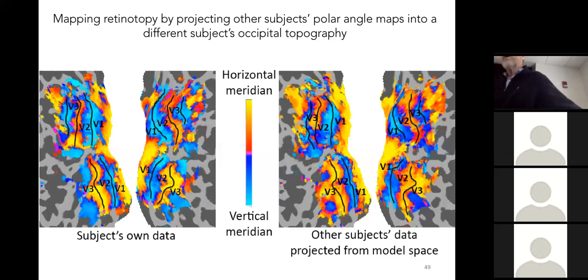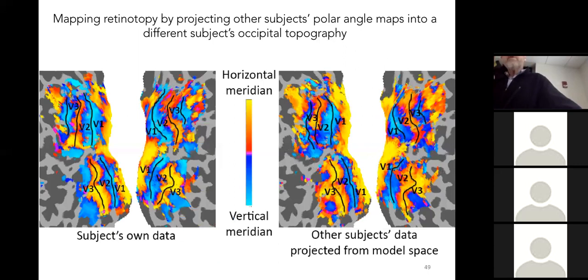Then we took the other 7 subjects' retinotopic scans, polar angle maps, projected them into the common model space using the transformation matrices that were derived from their responses to the movie. This is why it was kind of a crazy project. We don't make people fixate for the movie. They just look whatever they want to. So they're just watching the movie. They're happy as a clam, enjoying the movie, most of them.